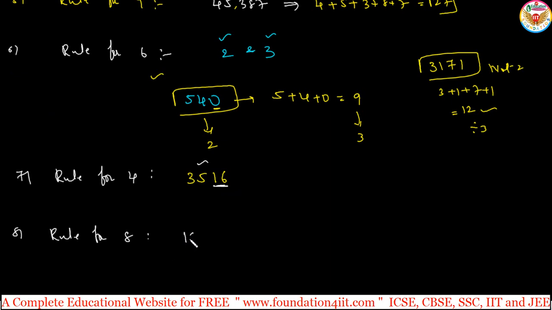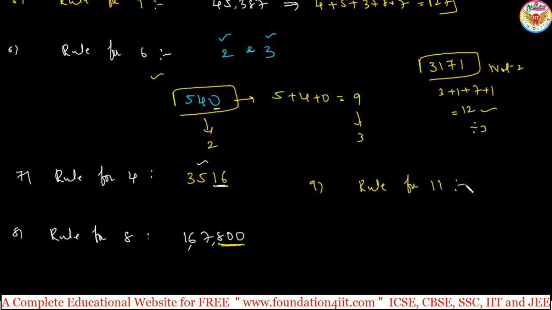Like 16,000, or you can take 1,67,800. If the last three digits are in the 8 table, divisible by 8, then the entire number is divisible by 8. For 4 it is the last 2 digits and for 8 the last 3 digits: if they are divisible by that number, then the whole number is divisible by it.